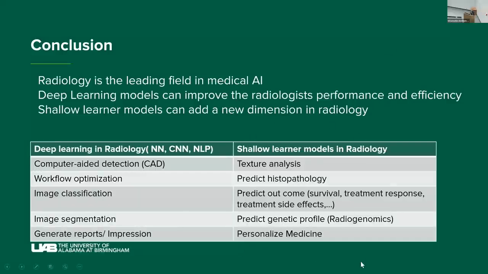However, in this part, shallow learning models and radiomics, we can do texture analysis, we can predict histopathology, we can predict the gene mutation and clinical data points, for example, survival rate, treatment response, and treatment side effects, and eventually we can design more personalized medicine. This area is full of opportunity at this time. There are very few publications and developments in this area, and if we can do studies, that's a very good starting point for adding one more dimension to clinical imaging.